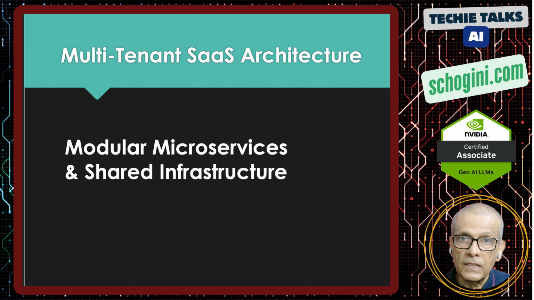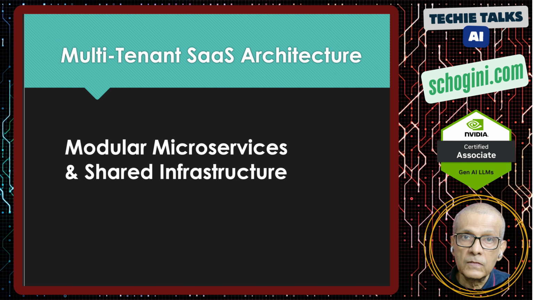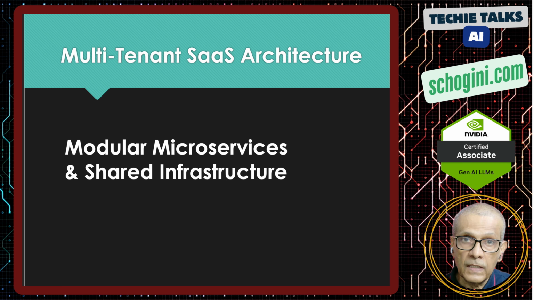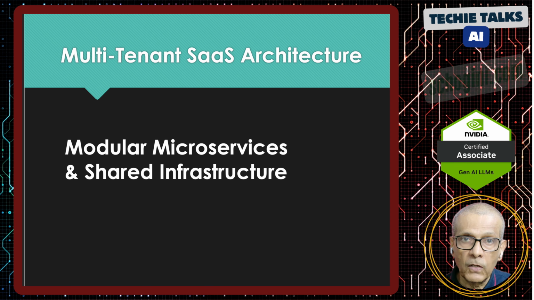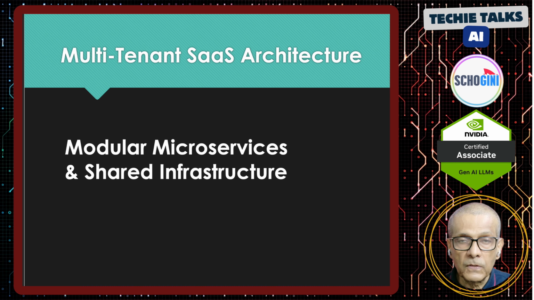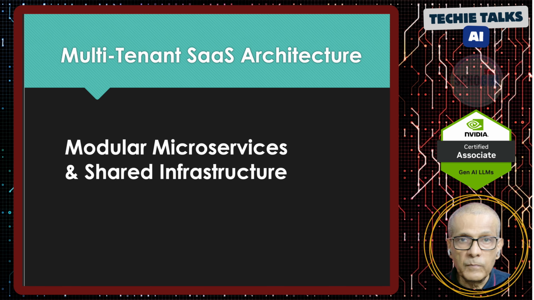Modular microservices and shared infrastructure. As the system grows, split it into dedicated microservices: auth, tenant, chat, analytics. Use Docker or Kubernetes to orchestrate them. This design enables fault isolation, horizontal scaling, and continuous deployment. I have written a book on Docker in 2018, and I was also a certified Kubernetes administrator.